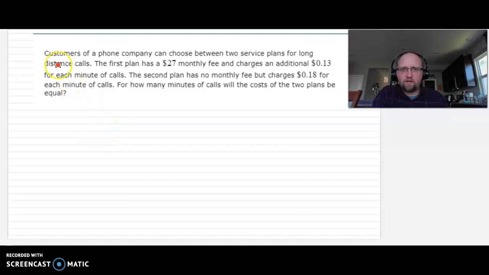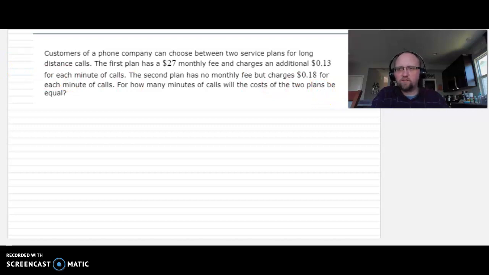So, customers of a phone company can choose between two service plans for long distance calls. The first plan has a $27 monthly fee and charges an additional 13 cents for each minute of calls. The second plan has no monthly fee but charges 18 cents for each minute of calls. For how many minutes of calls will the cost of the two plans be equal?